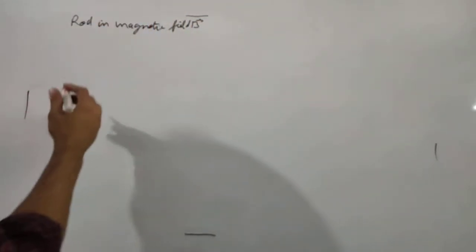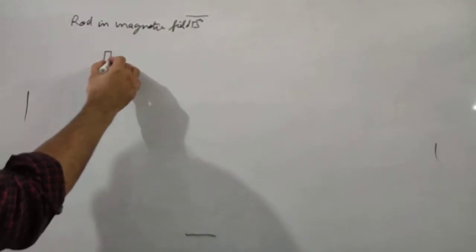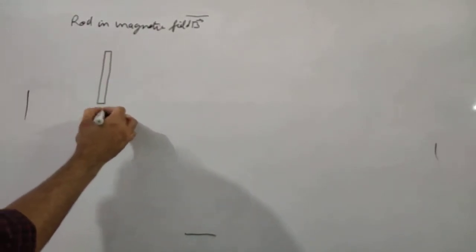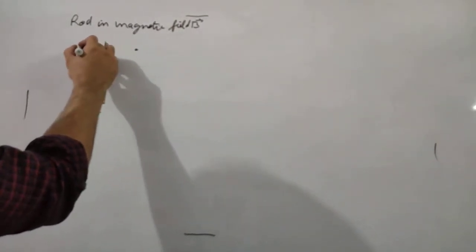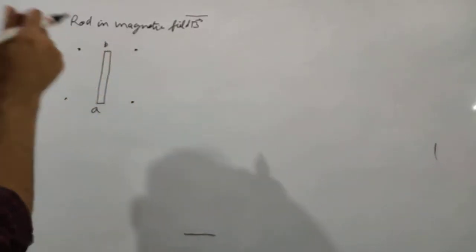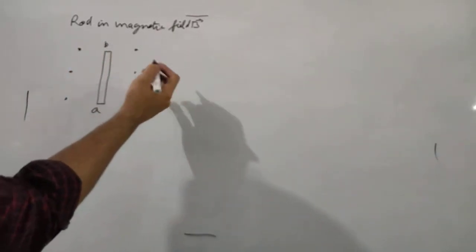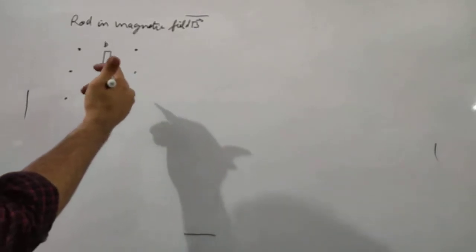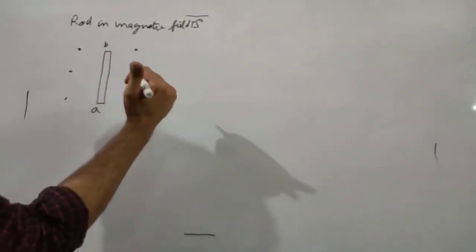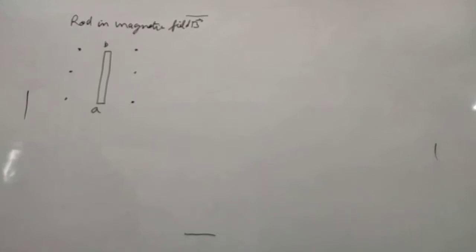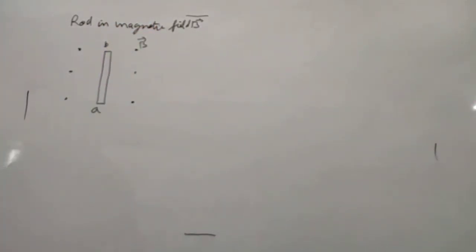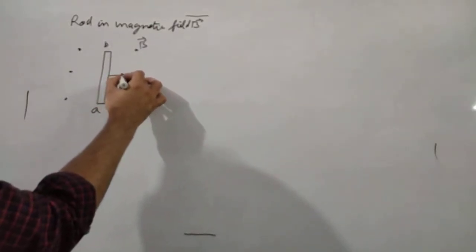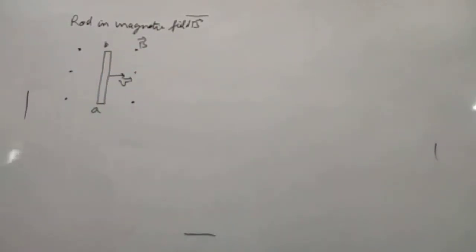of strength B. So let us say this is the rod AB, and the magnetic field in which this rod is placed will be represented by these dots. Dots mean the direction of magnetic field is perpendicularly outward towards you. And this is B, and let us say that this rod is moving in this direction with some velocity V.